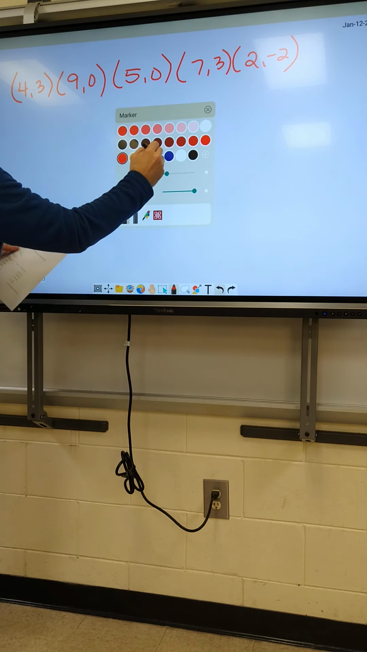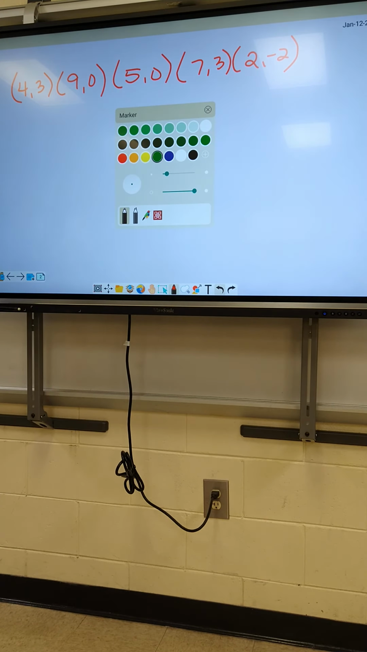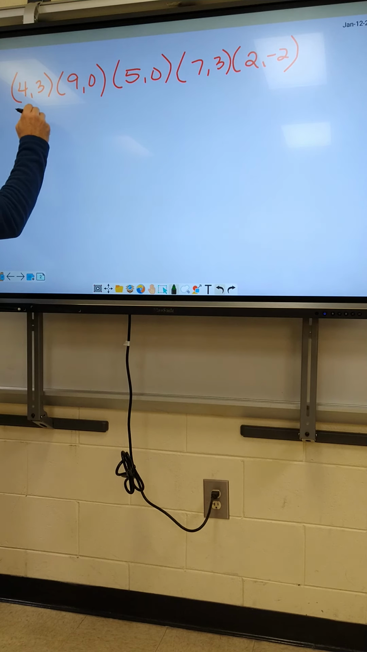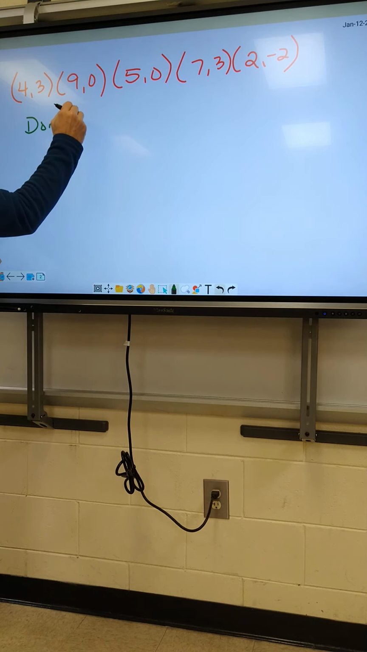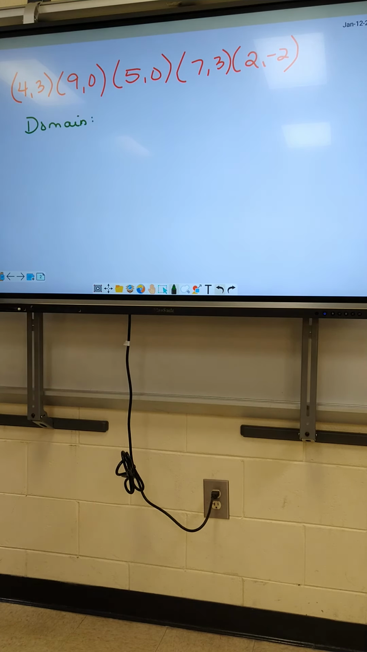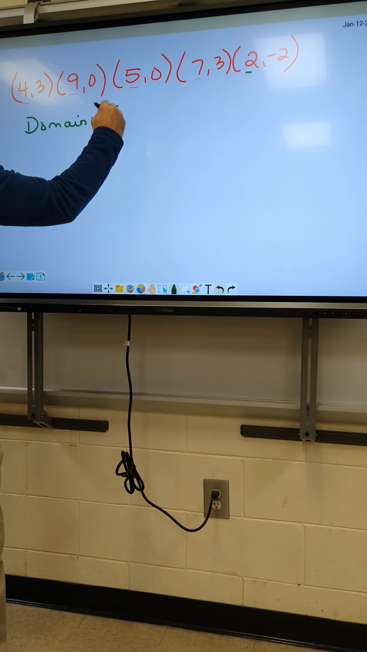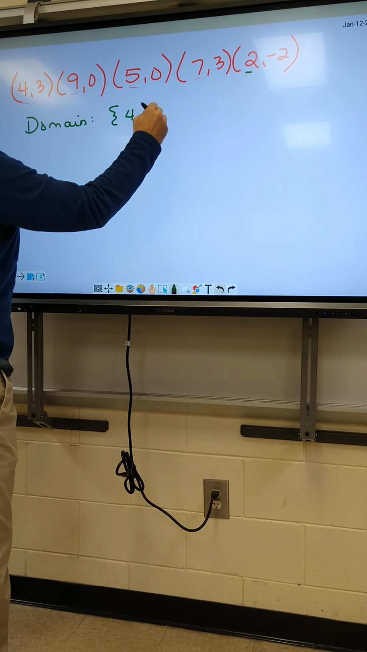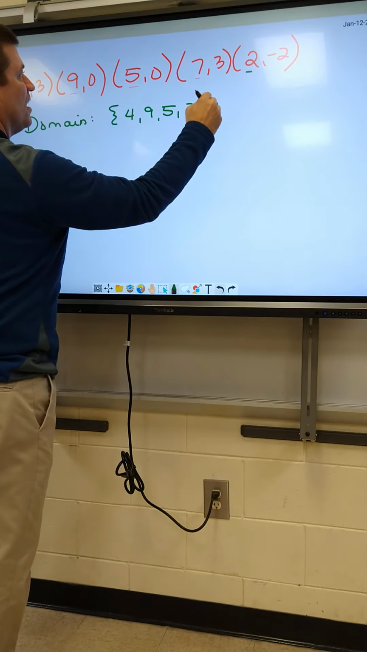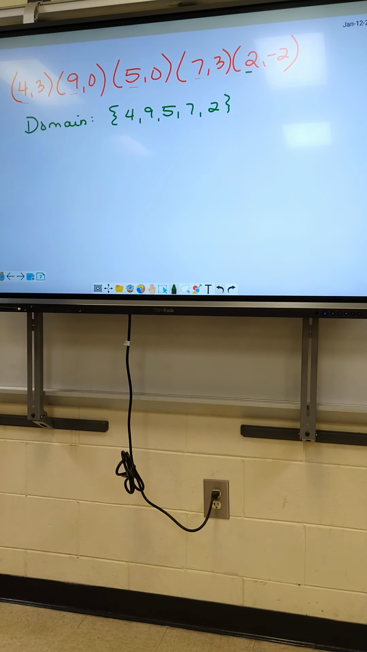All right, so read the question. It says state the domain and the range. So domain. Do you guys remember which numbers are the domain? Y'all should remember this. Domain are the x's, the first number in each ordered pair, and just list them. So we got 4, 9, 5, 7, 2.